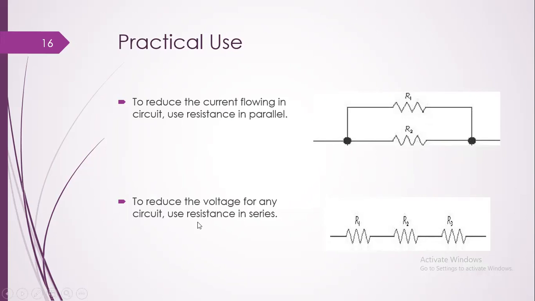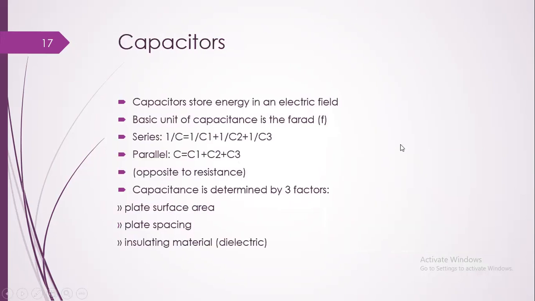Then to reduce the voltage of any part of the circuit, use a resistance series combination. You can see that these three resistances are in series combination, then the voltage would be divided among these three, but the current would be the same. So for dividing or reducing the voltage, we need to connect them in series combination. And if we need to divide the current, we need to connect resistances in parallel, then the current would be divided.